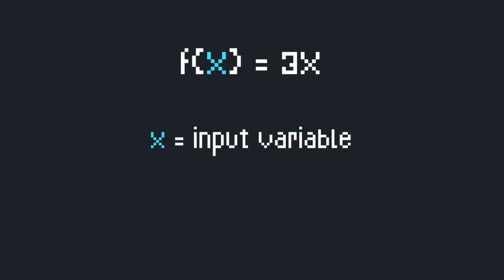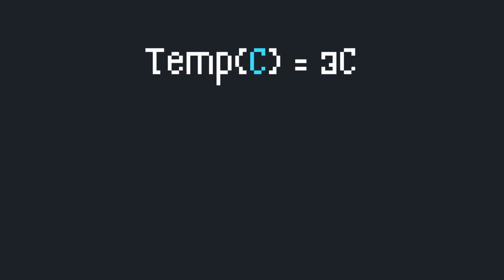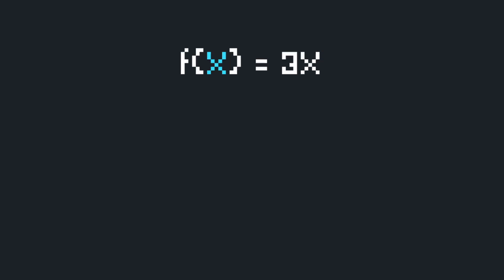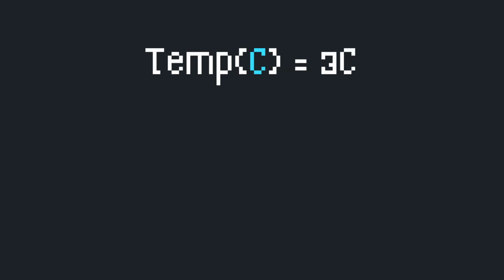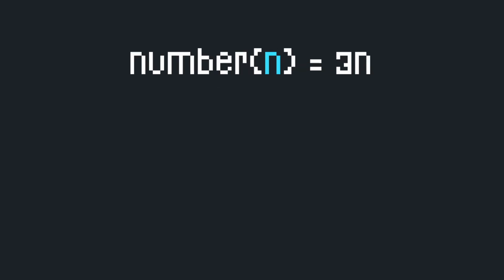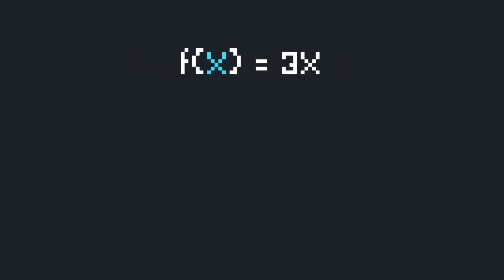X names the input variable. X is a placeholder, not a special number. We might just as well write g of t or temp of c. The symbol inside the parentheses indicates where the input is placed. It's customary because of history and habit, but any symbol works. Use T for time, C for Celsius, N for a counting number. The important point is that the symbol marks where the input appears in the rule. On the right-hand side, 3x describes the rule the machine applies to that input.